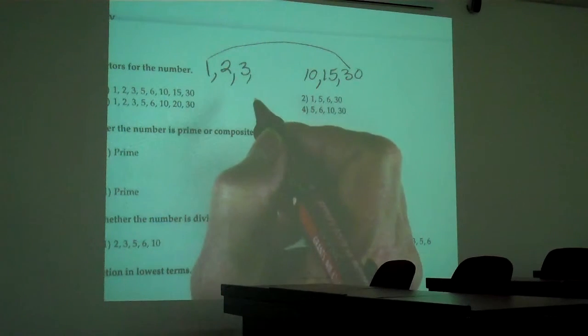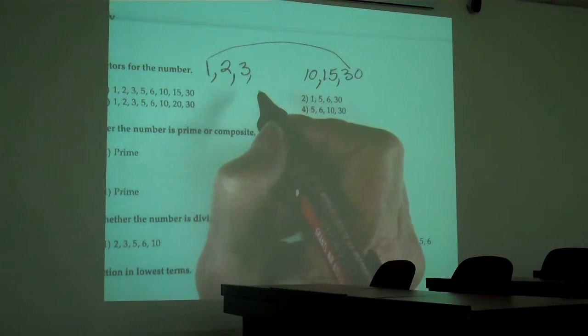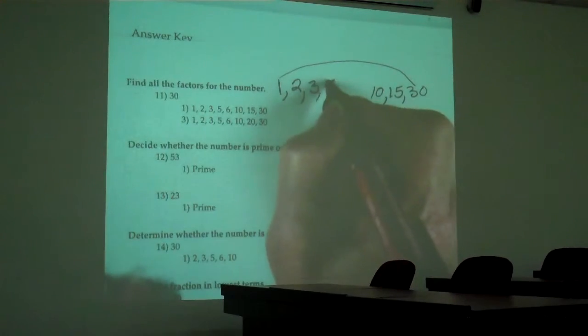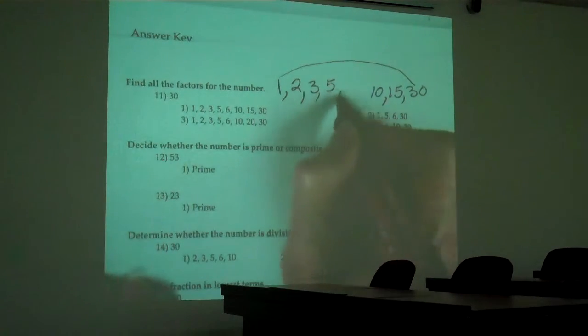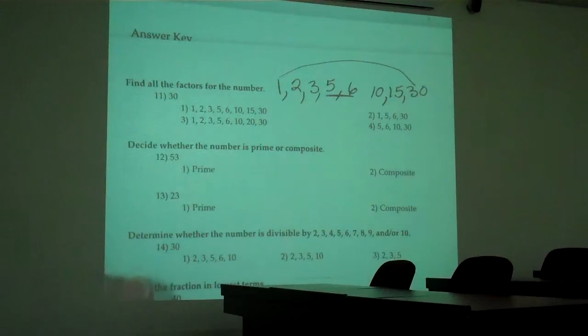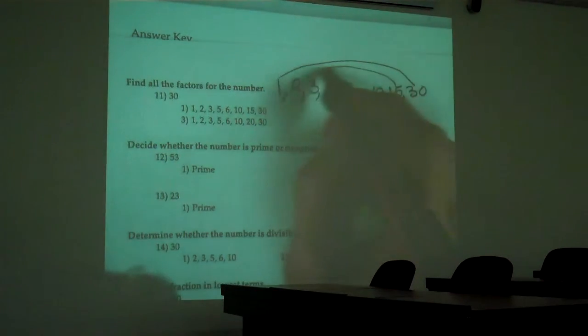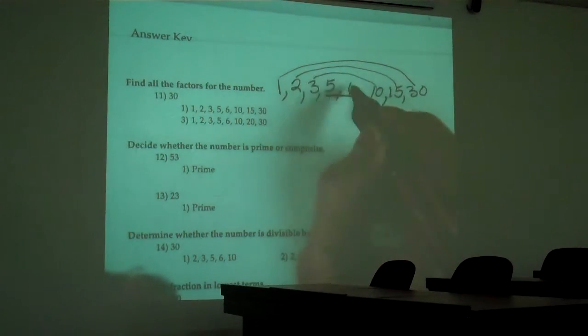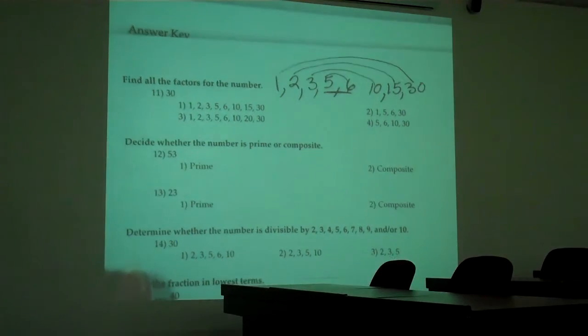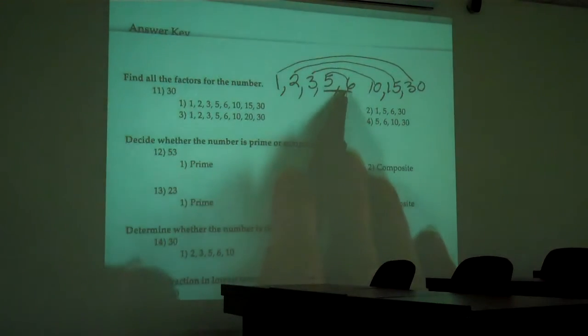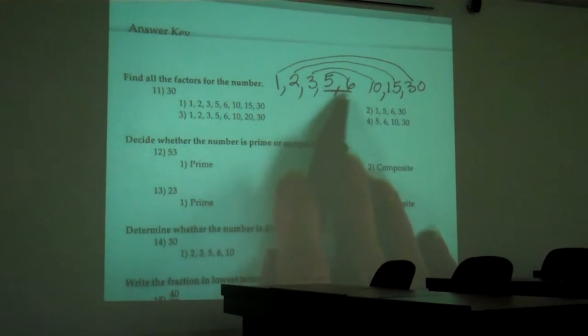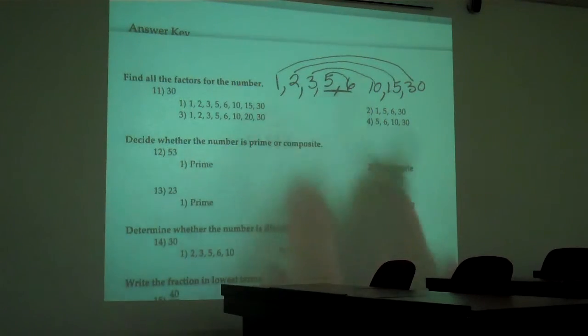How about 4? No. 5? Yes. 5 times what? 6. 5 times 6. And that'll be the middle, right? So it's like a rainbow. When you get down, you should have a number matching it. Sometimes the middle number will be times itself, like 36 should just have a 6 in the middle.